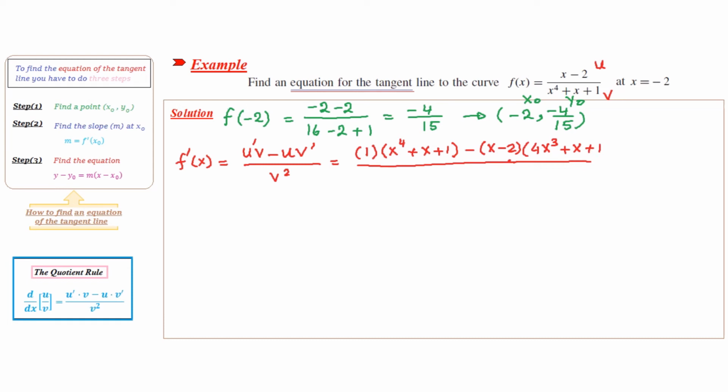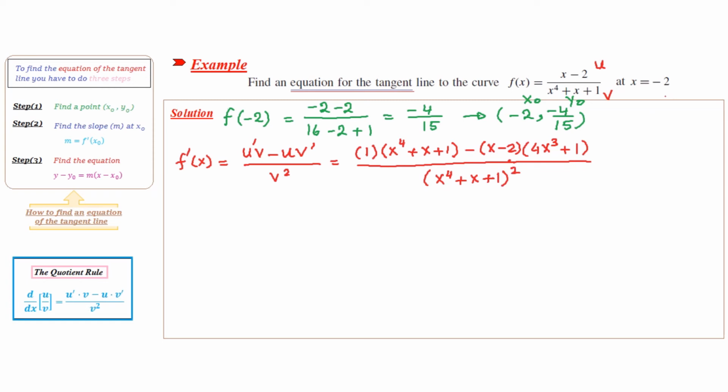plus the derivative of x, which is 1, and the derivative of 1 is equal to 0 because 1 is a constant. Divided by v square, which is x to the power 4 plus x plus 1 to the power 2.